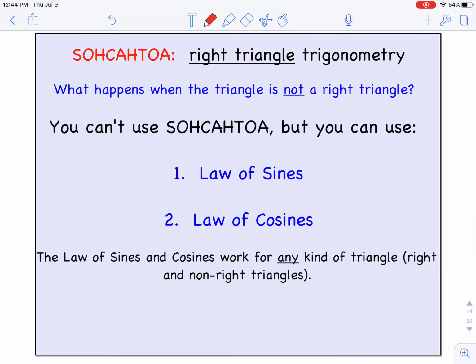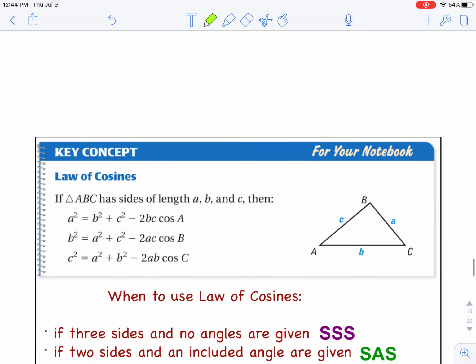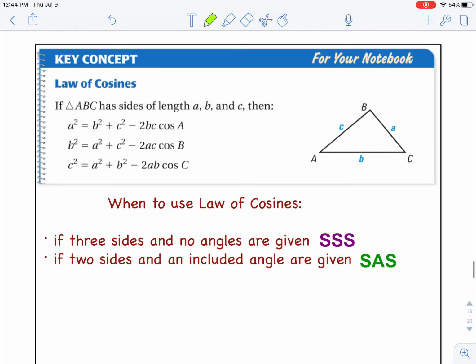There's lots of examples, but I'd like to move on to the law of cosines. So the next thing we're going to look at is this law of cosines. Again, these are for triangles that are not right triangles, and the law of cosines is more complicated than the law of sines, and the math is actually harder. The algebra is actually harder.